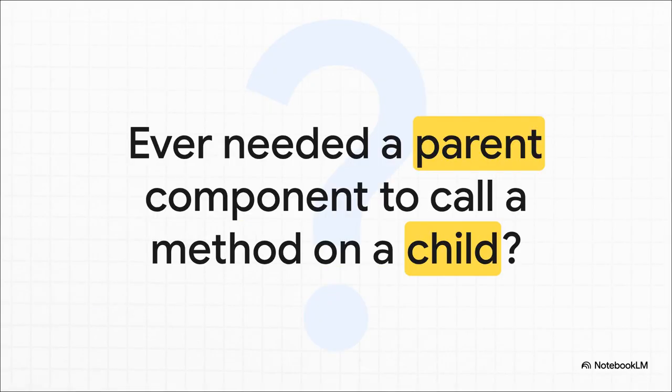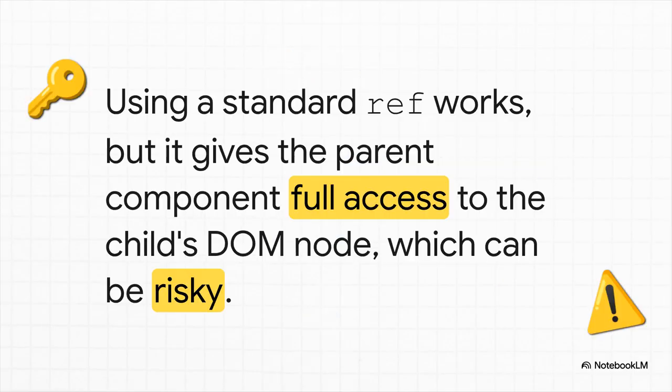So picture this. You've got a form, and there's a button way up in the parent component. You need that button to set the focus on an input field that's buried deep inside a child component. How in the world do you reach across that boundary to tell that input to focus? Now, your first thought, and pretty much everyone's first thought, is to use a ref. You just forward a ref down to the child, slap it on the DOM node, and, well, it works.